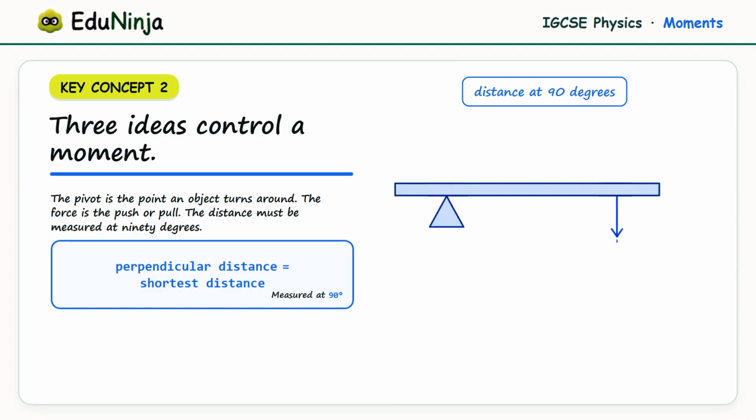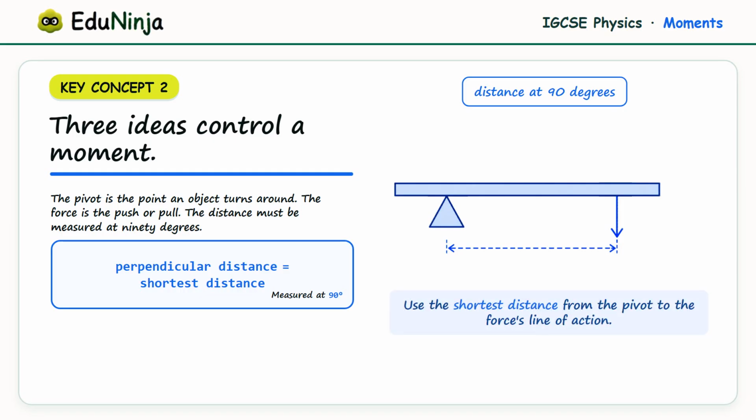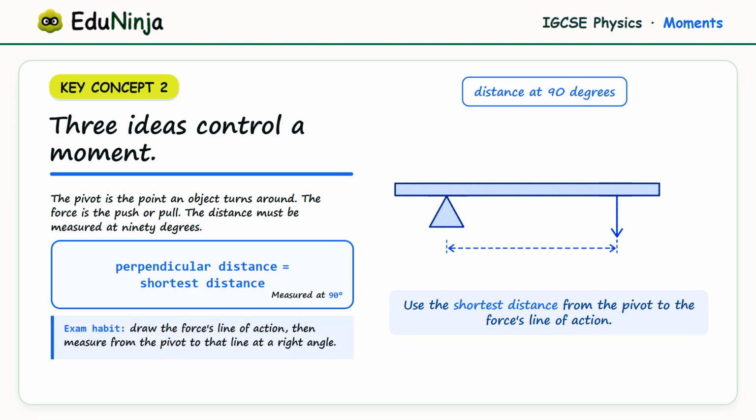In the diagram, the beam rests on the pivot, the force acts downwards, and the dashed line shows the perpendicular distance. In an exam, draw the force's line of action first, then measure from the pivot to that line at a right angle. Remember, pivot, force, and perpendicular distance are the three parts to identify.